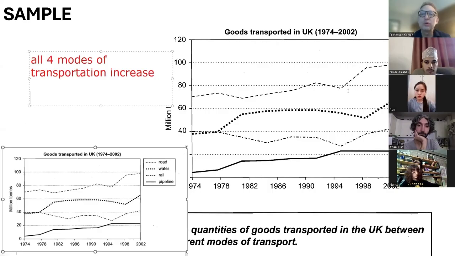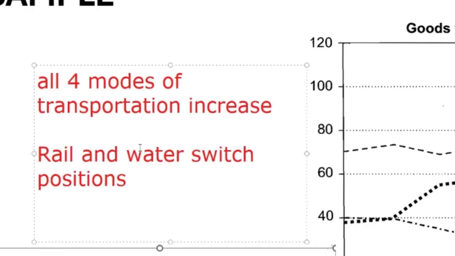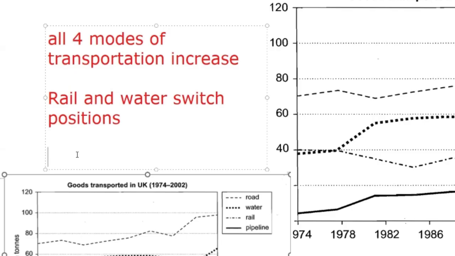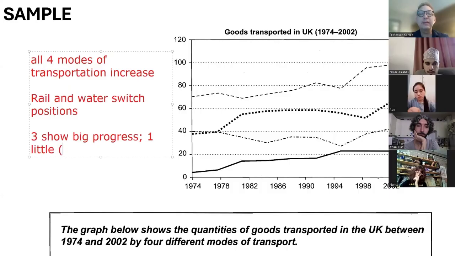Now look at these 2. So this is roads and rail. Rail starts higher, but ends lower. So these are the only 2 that switch positions. That's the second observation I made. Then the other thing I'm interested in is how much of an increase. Interestingly, 3 show big progress, 1 almost none. I can then decide, well, the one that didn't show progress might be the most interesting to talk about because the other 3 did. Or you can talk about the 3.